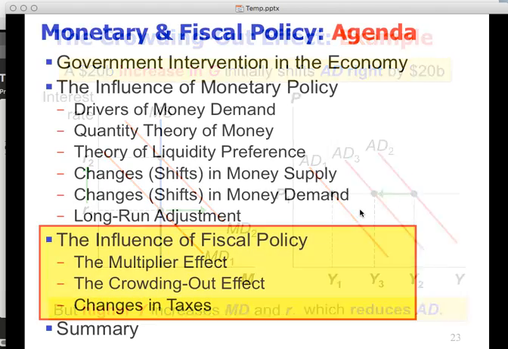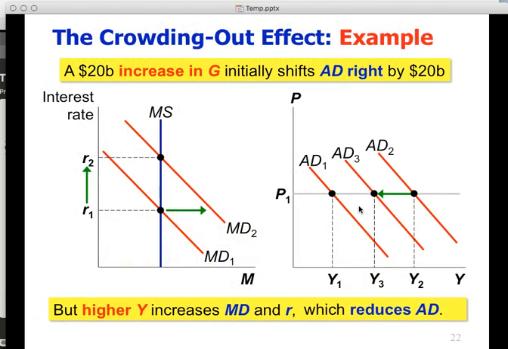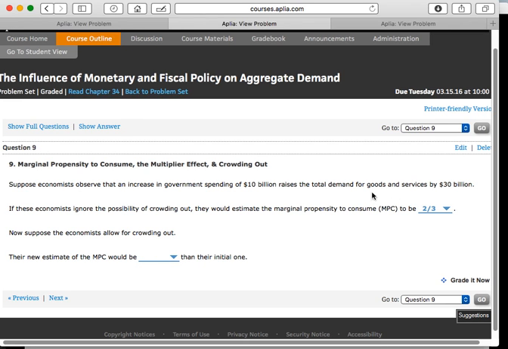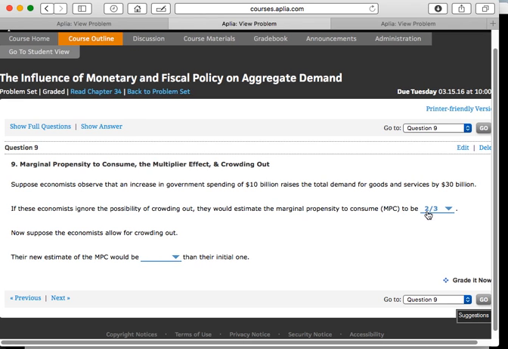What's the net effect? Again, it'll depend on the magnitude of each of these effects. But this allows us to say, okay, now suppose the economists allow for crowding out. If there was no crowding out, we said the marginal consumption must be 2/3. Now suppose there is crowding out.